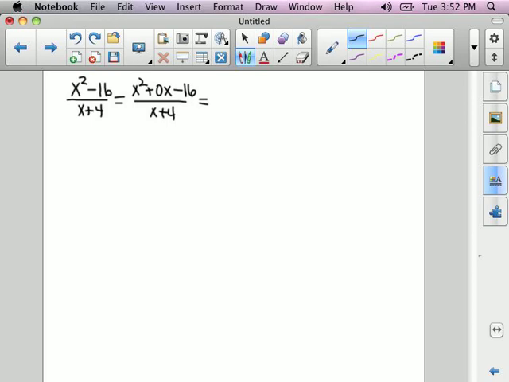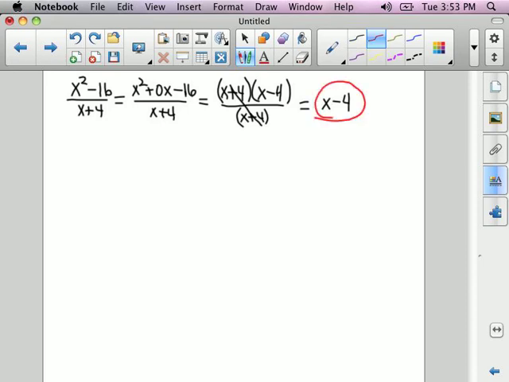But if you do your factoring on this, the top turns into x plus 4 times x minus 4. And the bottom turns into x plus 4. So since we have matching x plus 4s, those cancel. We just get x minus 4 for our answer here. That's what we're shooting towards. That's the actual answer to this problem.